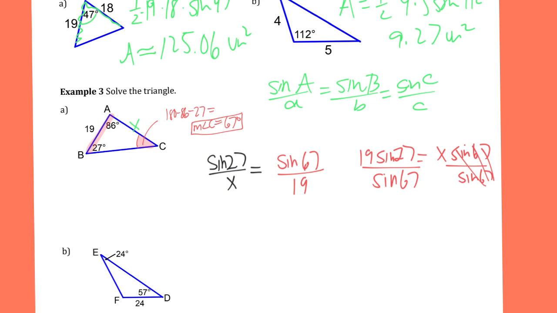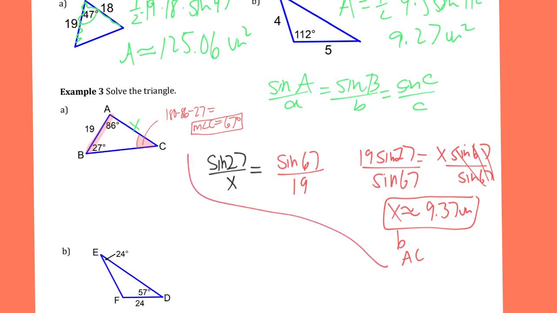If you find that quotient in your calculator, 19 sine of 67 divided by that, x is going to be about 9.37 units. So that's going to be the measure of side B, or you could say side AC. But you probably shouldn't stick it with X, and round to wherever it says. So that's how I found the measure of side AC, or side baby B, because the angle B has baby B across from it.